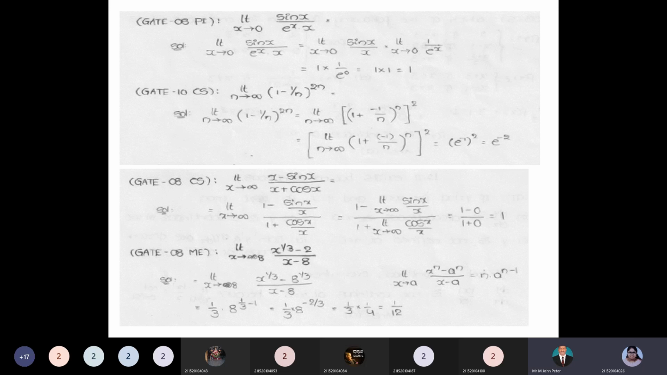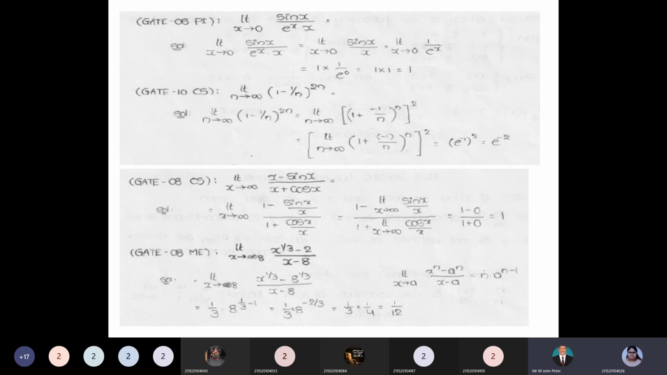Here the limit tends to 0. This is probably a 1 or 2 mark question only. Sin x divided by e power x times x, as x tends to 0. As per the property, consider it as two functions: sin x by x as one function, and the other function as 1 divided by e power x. For the first function, using the formula, the limit as x tends to 0 of sin x by x is 1. In the second function, apply x tends to 0, so that is 1 divided by e power 0. E power 0 is 1, so 1 by 1 is 1. So 1 into 1 equals 1.